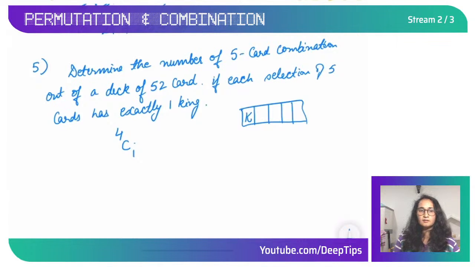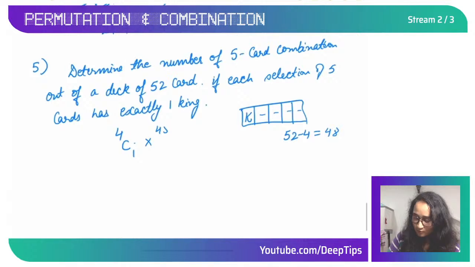The remaining 4 cards can be any other card. So that means 52 minus 4 kings gives me 48. So 48 cards are remaining. So out of 48 cards, I have to select the remaining 4 cards. So this 4 plus 1 gives me 5, right? One card I am selecting from 4 kings, and the remaining 4 cards I am selecting from the 48 cards that I get after subtracting 4 kings from the deck of 52 cards.